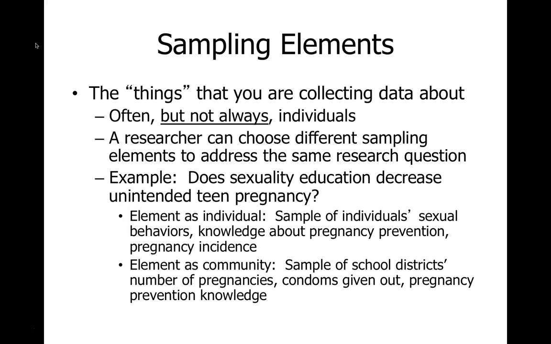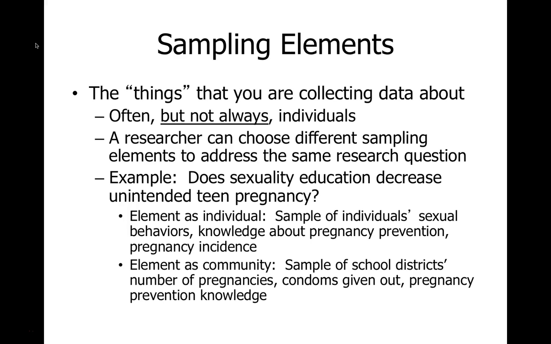So if we're thinking about our sampling element, these are the things that we are collecting data about. They're often, for most social scientists, individuals, but not always. And a researcher can also choose different sampling elements to address the same overarching research question. So if our question is, does sexuality education decrease unintended teen pregnancy? We may be sampling individuals, maybe individuals within a school who get one of two kinds of sex ed programs, or those who get sex education versus those who don't. And we may look at individual sexual behaviors, knowledge about pregnancy prevention, their actual pregnancy incidence, so the number who get pregnant versus those who don't.